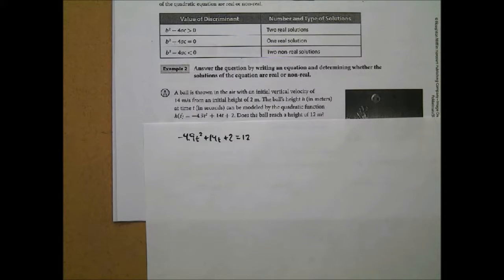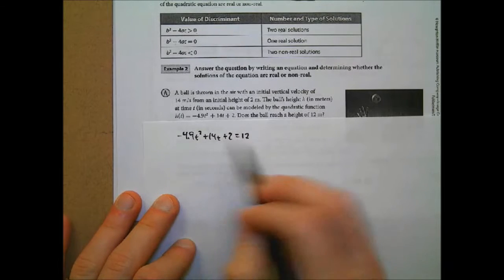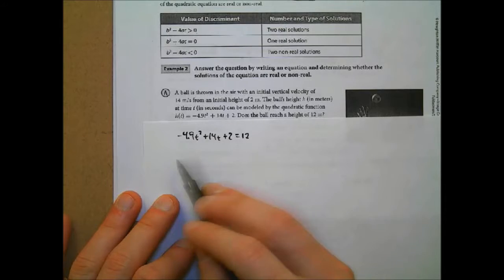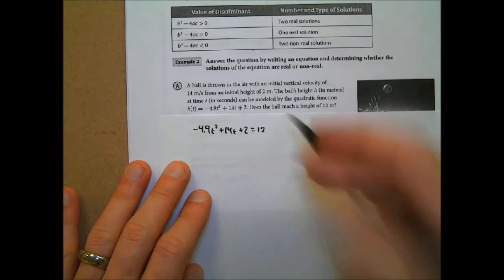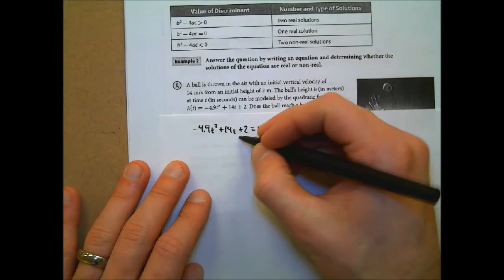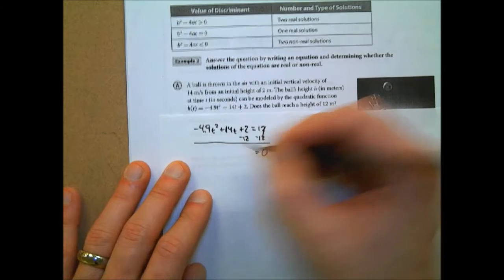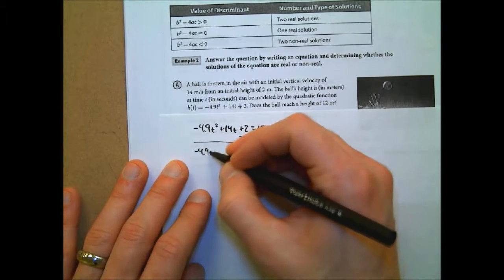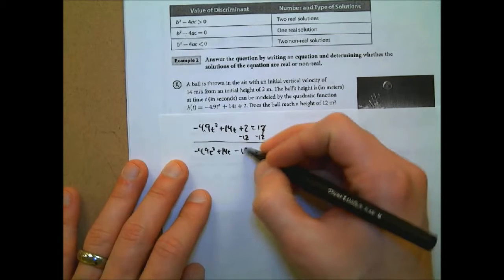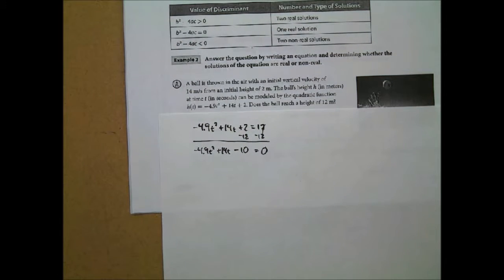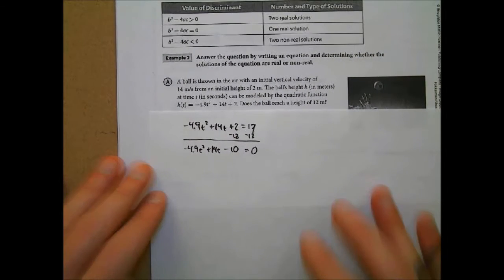Well, first of all, are we in the appropriate form to use the discriminant right now? What should this be equal to? We need to make it equal 0 before we can use the discriminant. So we'll subtract the 12 from both sides. Negative 4.9 t squared plus 14t, and then 2 minus 12 is negative 10. Now let's use the discriminant.